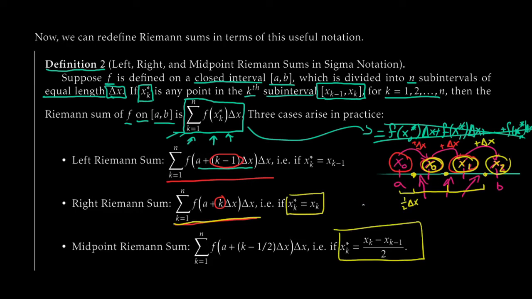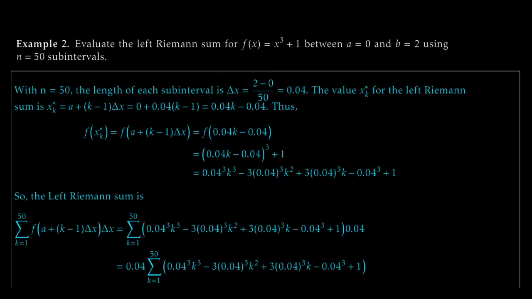Let's actually do an example. Okay guys, we're pulling out the big guns here. Gonna do example 2. We're gonna evaluate the left Riemann sum for the function f of x is x to the third plus 1 between a equals 0 and b equals 2 using, drum roll, 50 subintervals.